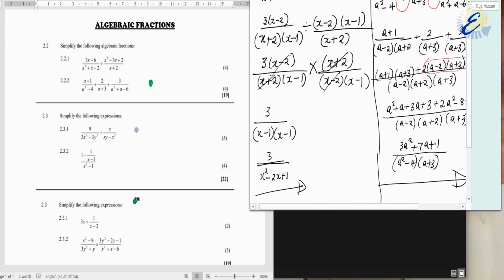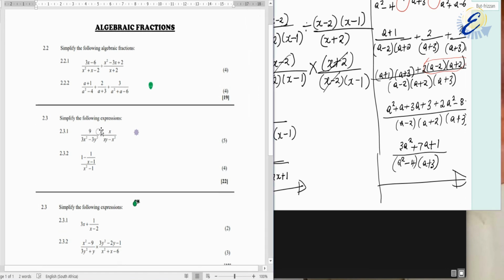Now, let's check this question paper. Here, the operation in the middle is a plus. If there is a plus, it means you have to factorize. After you factorize, you look for the common factor. Here, there is a division. The main operation is division. If there is a division, there are high chances of cancelling, as I said.